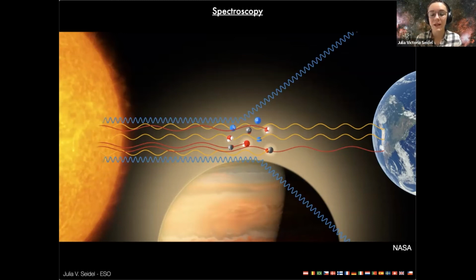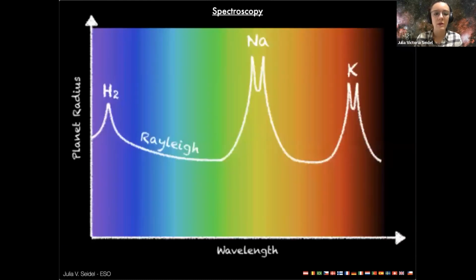So if we have an element in the atmosphere that is very good at absorbing light, then we will see that in this specific wavelength, the exoplanet will appear a little bit bigger just because the part of the atmosphere has become opaque. And this is what we use when we make a narrowband transmission spectra.